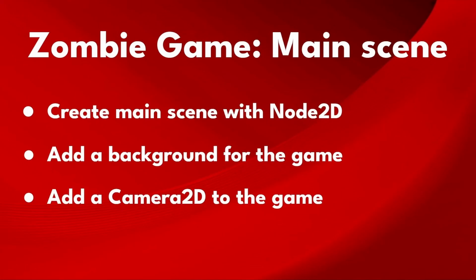All right. So in this section, we're going to create our main scene for the zombie game. We're going to start off creating the main scene with a Node2D. Then we're going to add a background for the game. And last but not least, we're going to create a Camera2D as well. Let's jump right in.